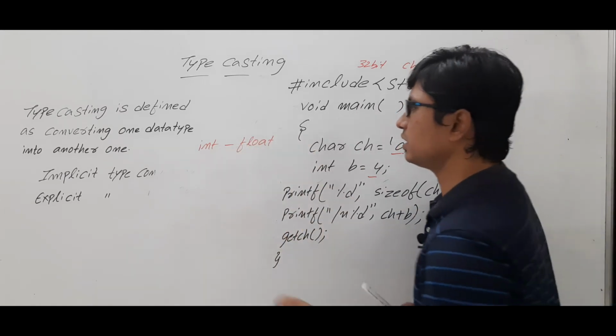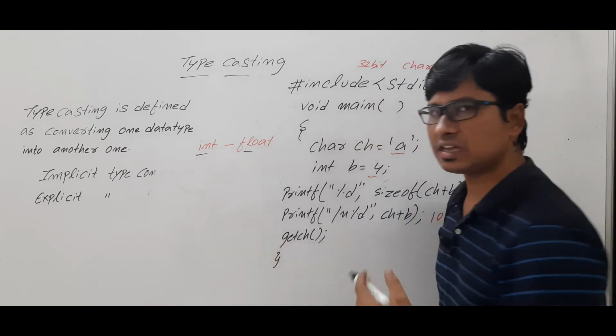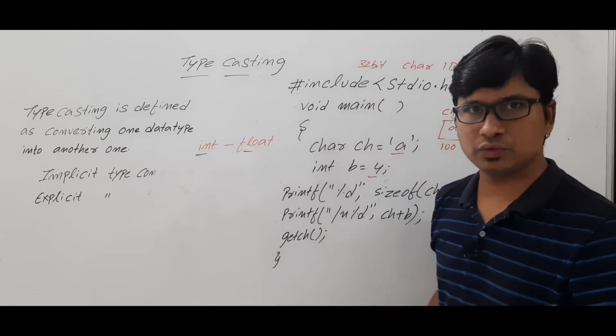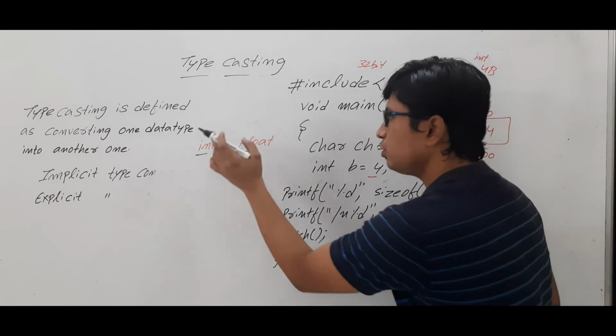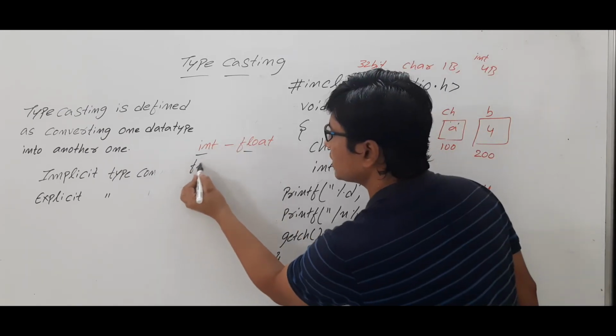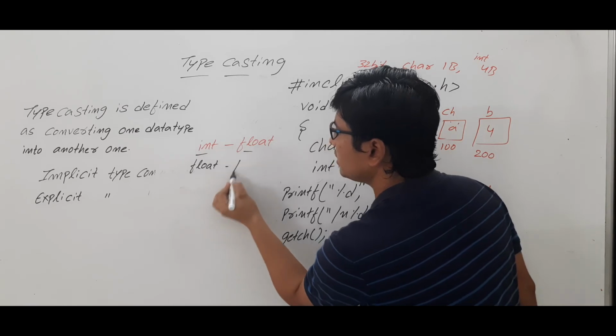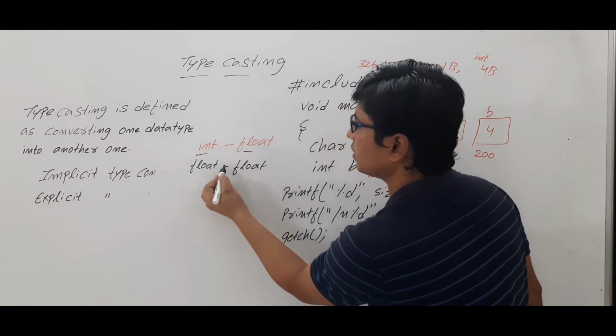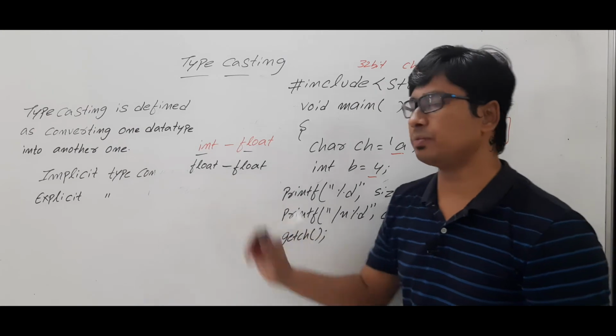Now look at this one. With the int and float, which has more memory, and usually what is the range of values? Float will have the higher one, am I right? So this int will be converted into float, and then float and float, the arithmetic operation will happen.